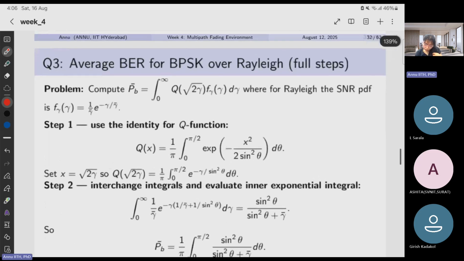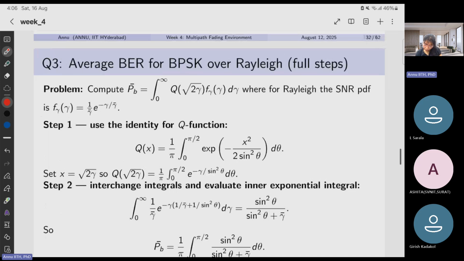So suppose we have the next question. The question is calculating the average BER for BPSK over Rayleigh. So we have Pb equal to the integral from 0 to infinity of Q of root 2 gamma times f of gamma d gamma, where for Rayleigh the SNR PDF is this. What are the steps? How will you calculate?